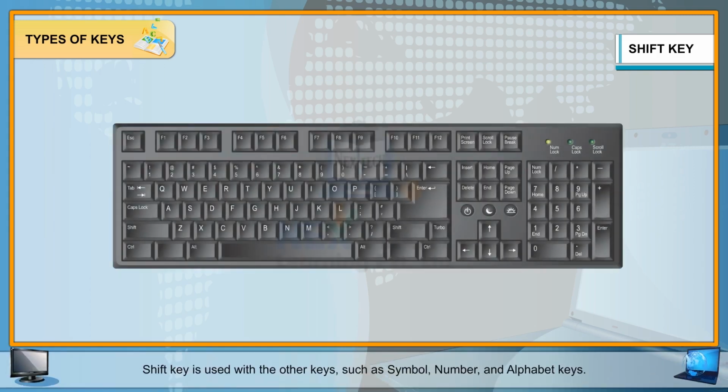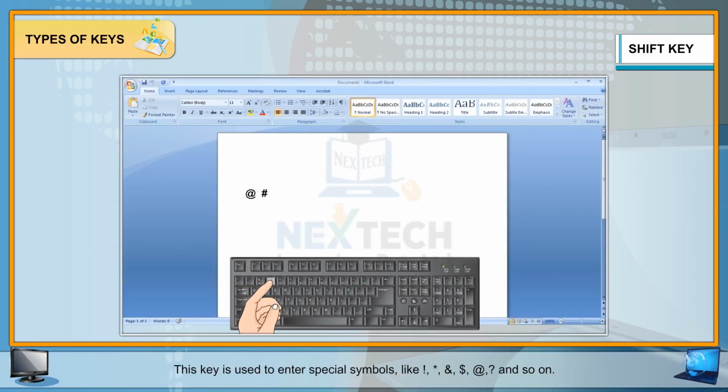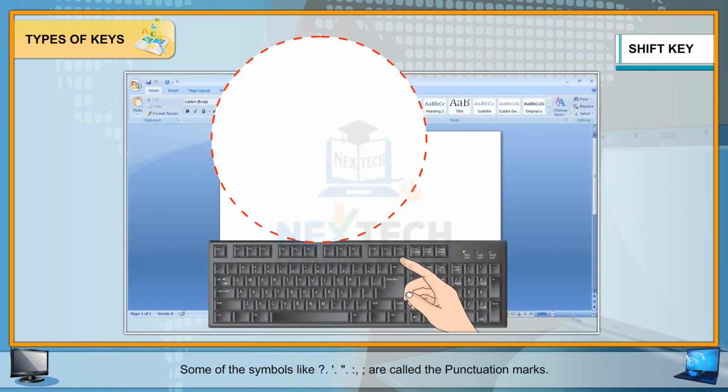Shift key. Shift key is used with the other keys such as symbol, number and alphabet keys. There are two shift keys on a keyboard. This key is used to enter special symbols like exclamation, asterisk, ampersand, dollar, at the rate of, question mark and so on. Some of the symbols like question mark, single quote, double quote, colon, semicolon are called the punctuation marks.